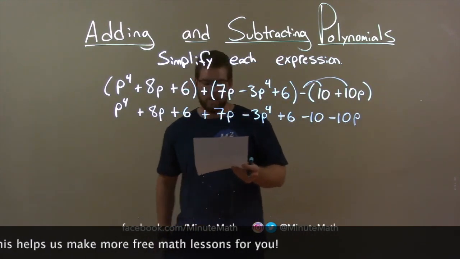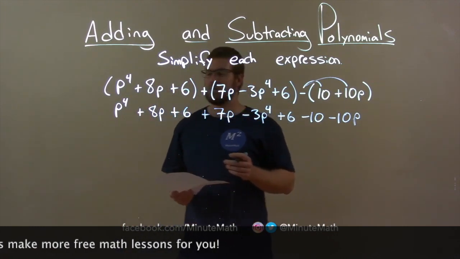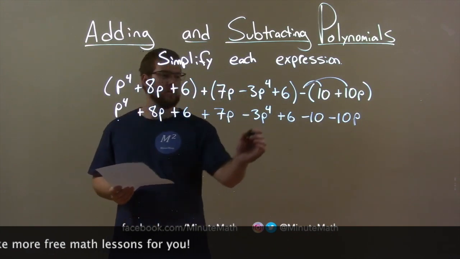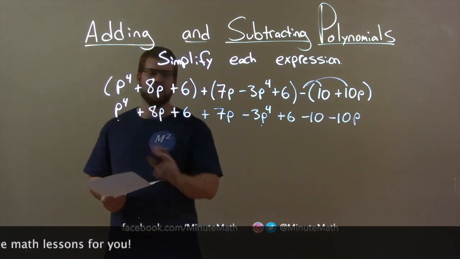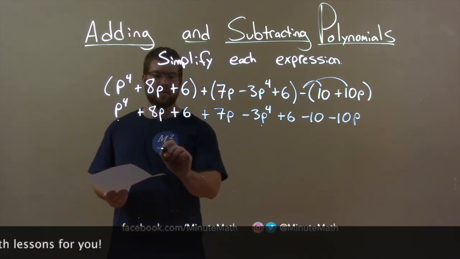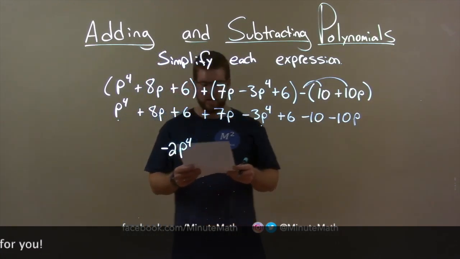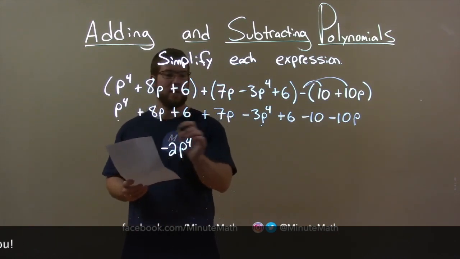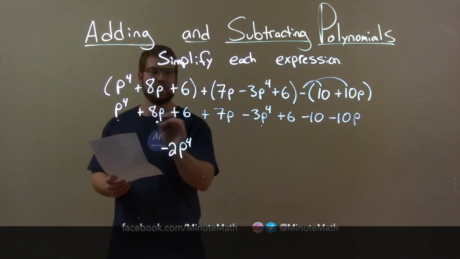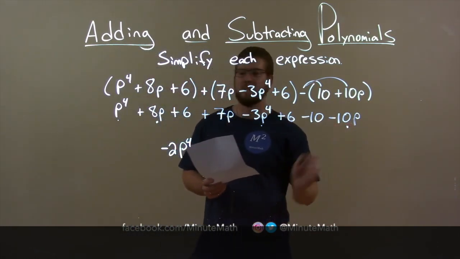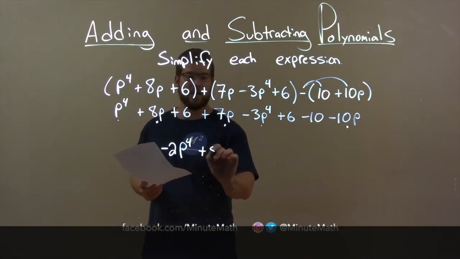Okay? So now we want to combine our like terms, and we want to start with our highest degree. Highest degree I see is to the 4th power. I'm going to put a dot under the ones with the 4th power, and so when I bring them down, I know I've already covered that term. P to the 4th minus 3p to the 4th is a minus 2p to the 4th. Now the next highest degree I see is just the p's. We have an 8p, a 7p, and a minus a 10p. Well, an 8p and a minus a 10p is a minus a 2p. Minus 2p plus 7p is a positive 5p.